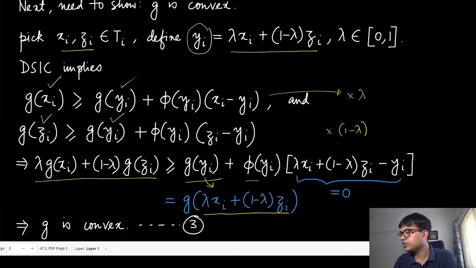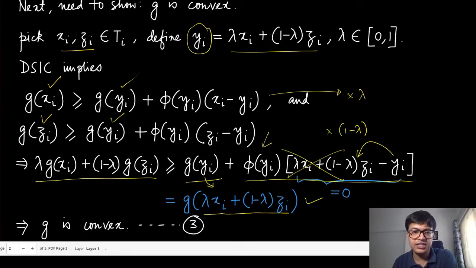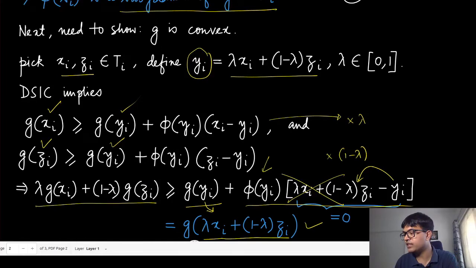And the rest of the right hand side of this inequality happens to be phi of yi times this quantity. Now we know that y is nothing but this quantity itself, so this part will be equal to 0. So this disappears, and all that we are left with is this. This is exactly the condition for convexity, and since we have picked arbitrary xi and zi and their arbitrary convex combination, we can say that g is convex. So we have actually proved that this function is convex.